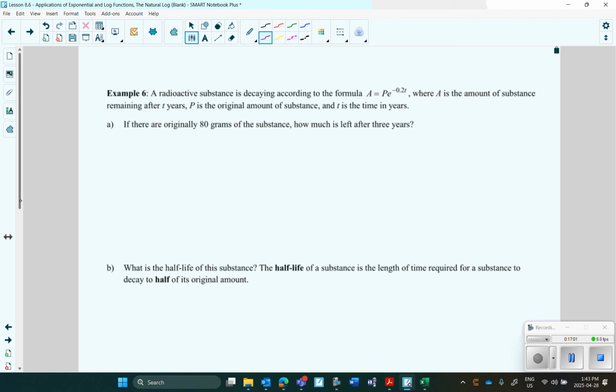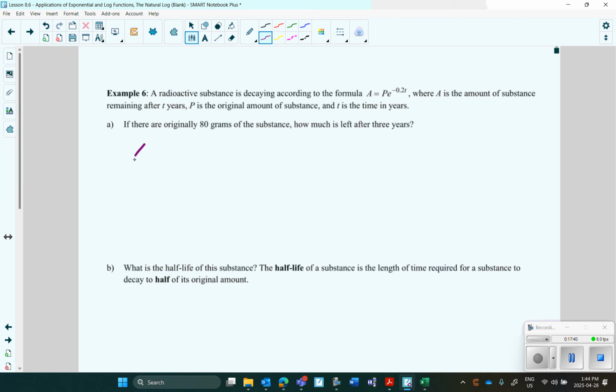Okay, no mistakes on this one. Slow down, Kev. Slow down, buddy. A radioactive substance decays according to this formula. Well, that kind of makes sense because a negative exponent represents decay. A is the amount of substance remaining after t years. P is the original amount of the substance. T is the time in years. If there are originally 80 grams of the substance, how much is left after 3 years?